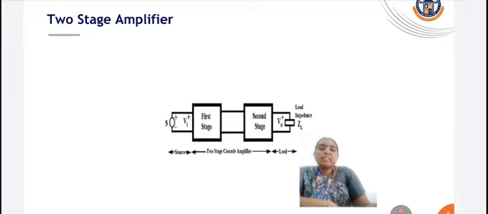Two-stage amplifier, this is the circuit diagram. Here is the circuit diagram of a two-stage cascade amplifier. The output of the first stage, which is usually a common emitter, is directly connected to the input of the second stage, which is a common base configuration. These simple connections allow the amplifier to combine the benefits of both stages and achieve high gain and wide bandwidth. It also provides good impedance matching between the stages.